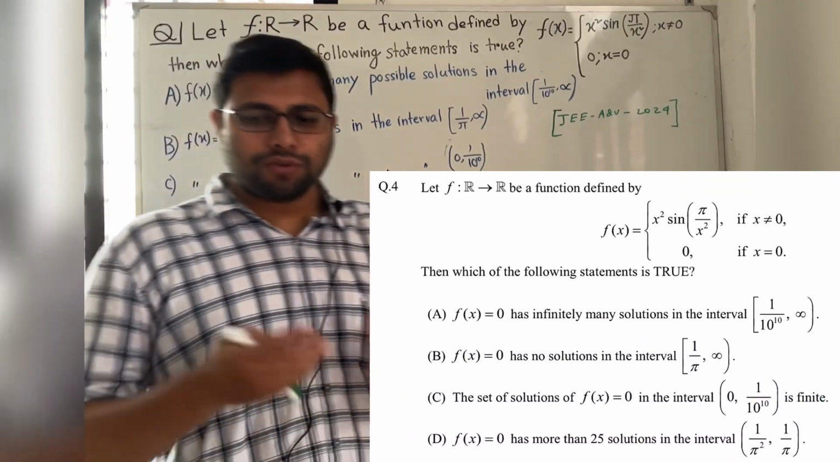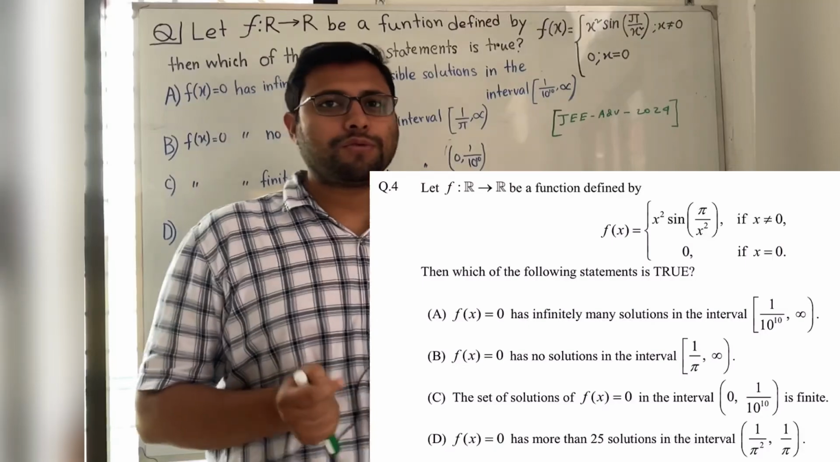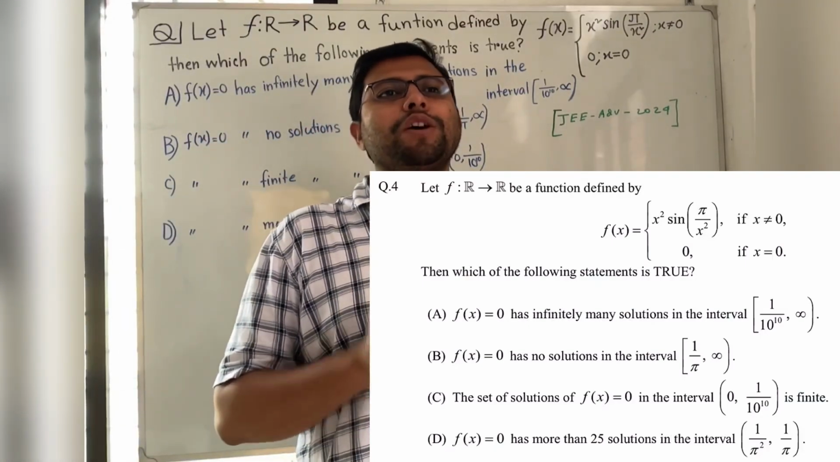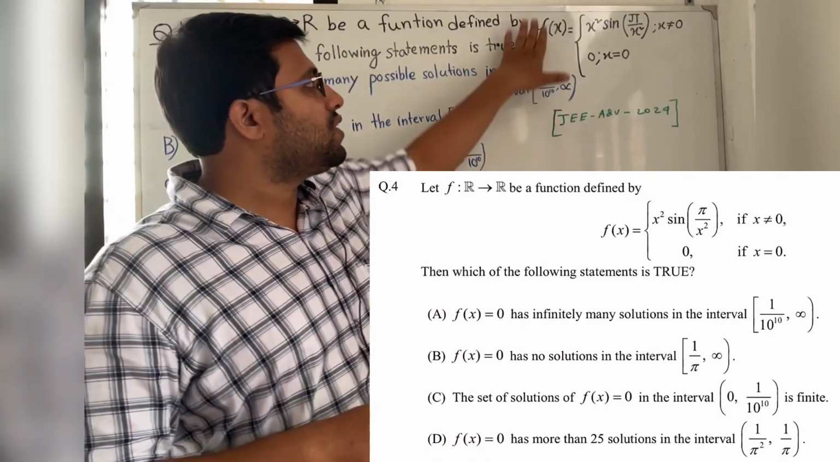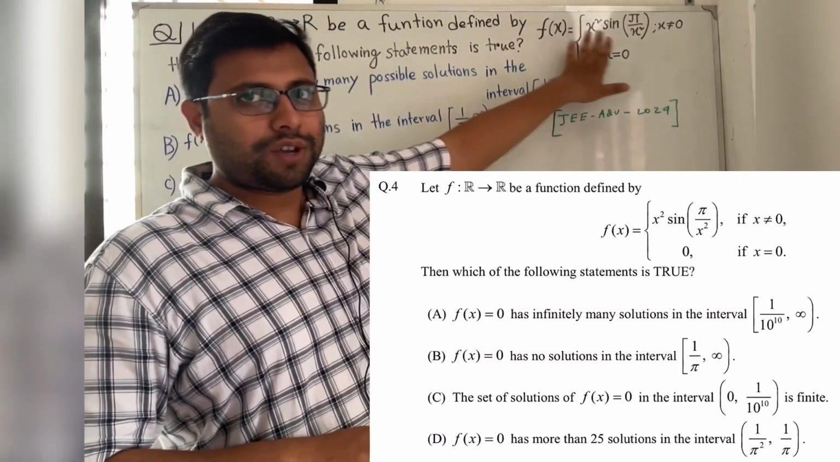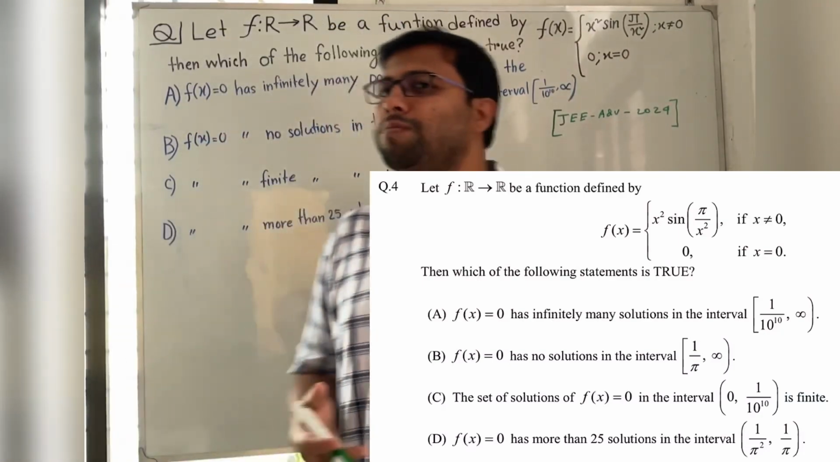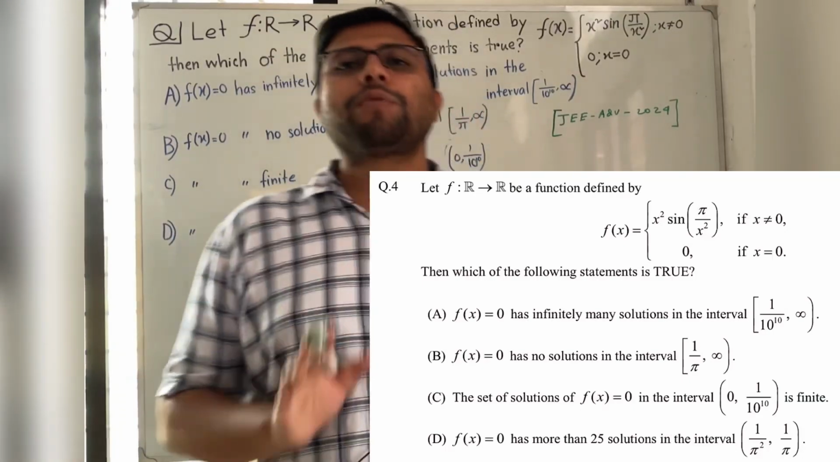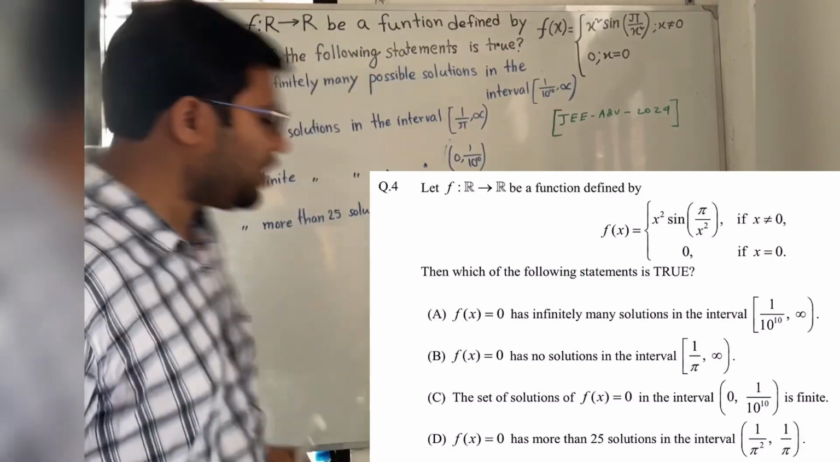So basically, students, we have to find the number of solutions of f(x) equal to 0. That is, we have to find the number of possible cuts on the x-axis through this graph. Okay, so first we will see some theory of calculus and we will solve this problem using graphs. Okay, so let's start.